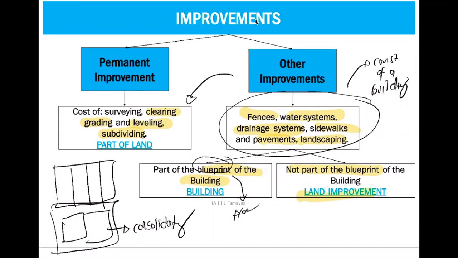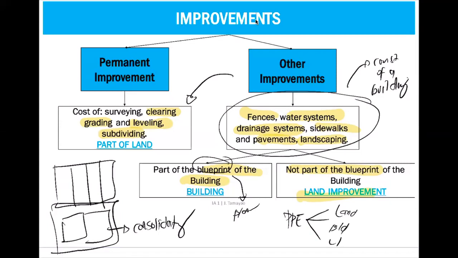Permanent in character, include them in your land. If not, then if it's part of the plan of the building, building. If not part of the plan of the building, land improvement. Anyway, these items are all part of property, plant, and equipment. But again, when we classify your property, plant, and equipment, you will be asked on a line item basis. So land, building, and land improvement.